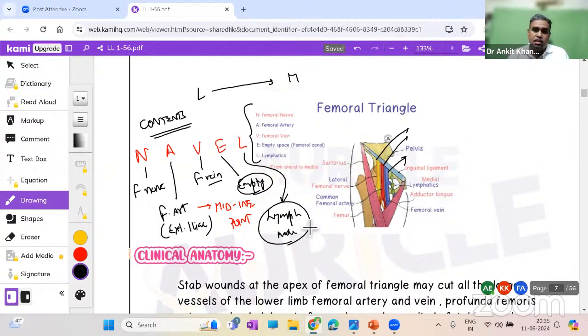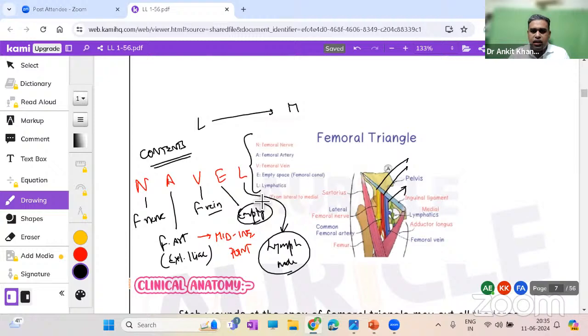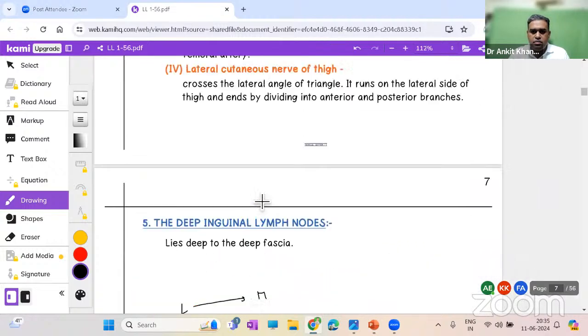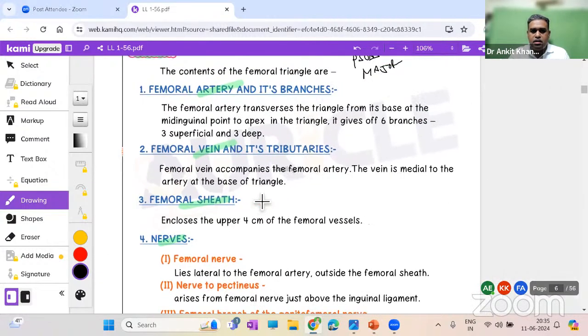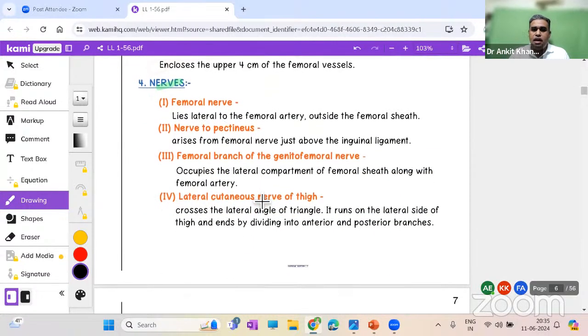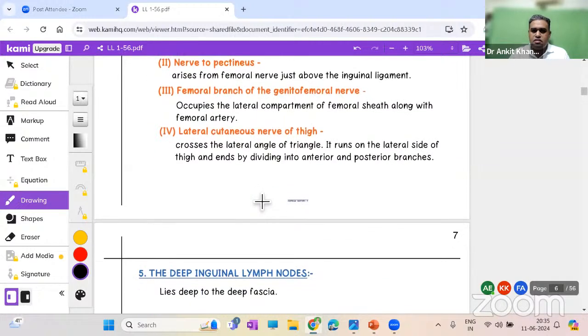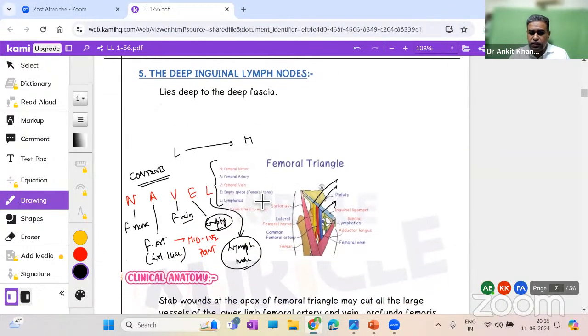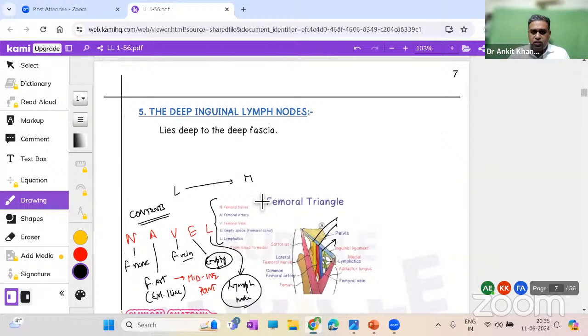Remember the mnemonic NAVEL. This is what you have to describe over here, as we have seen in the upper part. This is what you can describe, that what are the contents of it: artery, vein, sheath. Now, what is the sheath? I'll just tell you. And these are a few nerves. So let's first of all understand the sheath, and then we'll come to the nerves part. Okay, fine. So what is the sheath over here?